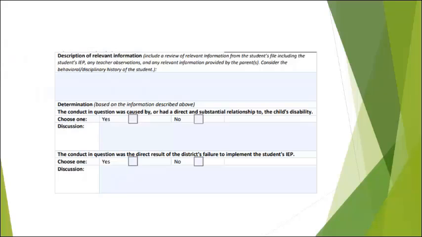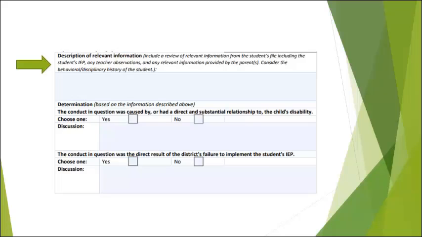Next, the team will describe and review relevant information. The information entered in this section should be objective, factual, and based on existing data. Once the team has reviewed all relevant documents, the team will discuss if the conduct was caused by or had a direct and substantial relationship to the student's disability.